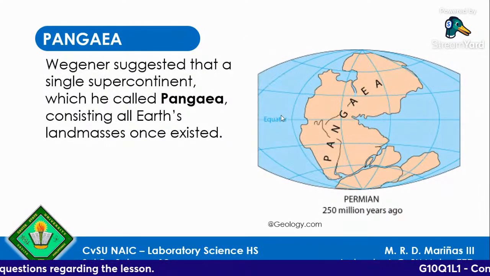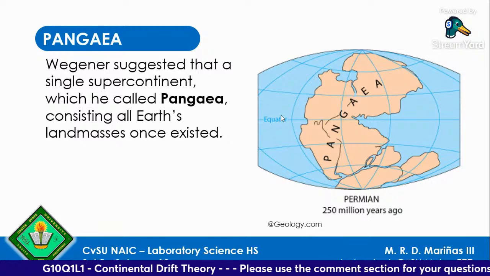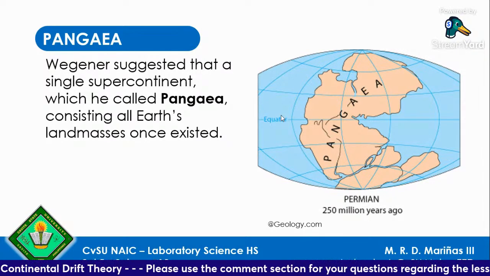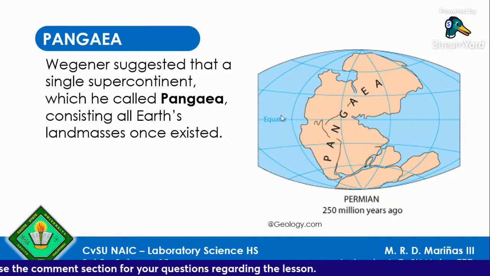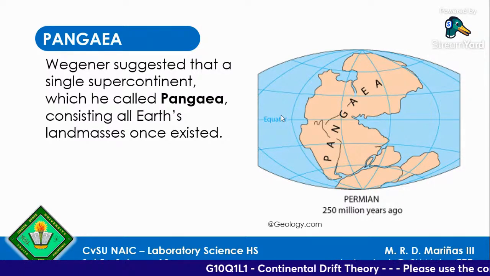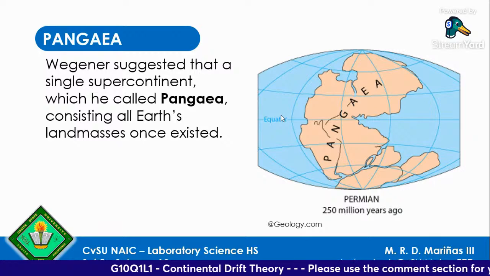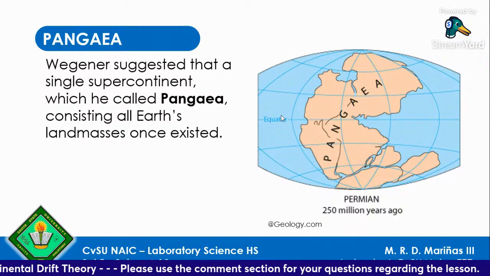Wegener suggests that a single supercontinent, which he called Pangaea. Pangaea comes from the word pan, means all. Gaea or Gaia means earth or landmass. So all landmass. So during 250 million years ago, he proposed na yung ating mga continents, they were once joined together in what we call the supercontinent Pangaea. Okay? So pinapakita ng ating illustration here, somewhat parang simulation or parang hypothetical na pagkakadikit-dikit ng mga continents 250 million years ago, which we now call as Pangaea.